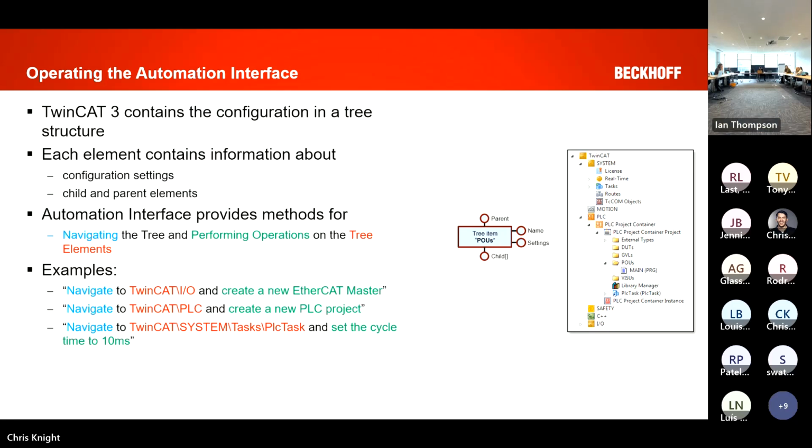And the automation interface essentially gives you a lot of functions that allow you to navigate to any one of those tree items and perform operations on it. So, for example, you can navigate to the I/O option, so TwinCAT I/O at the bottom here, add an EtherCAT master. Navigate to the PLC node, add a PLC. Navigate to the particular task, in this case, the PLC task, set a new cycle time. If that makes sense.